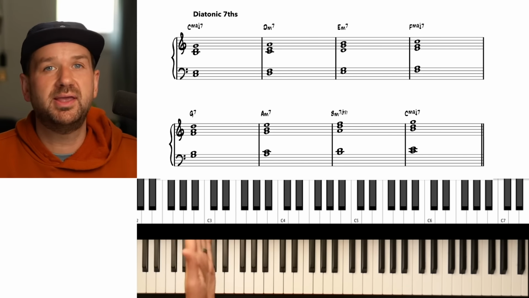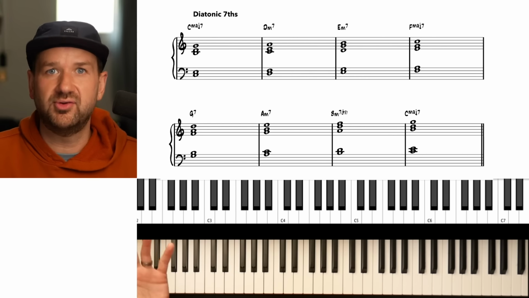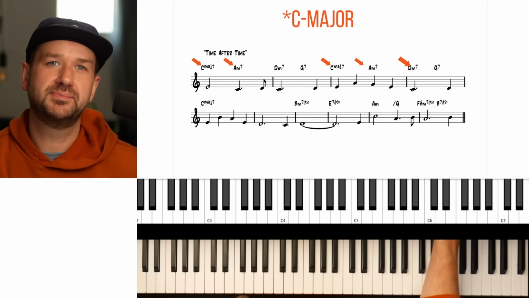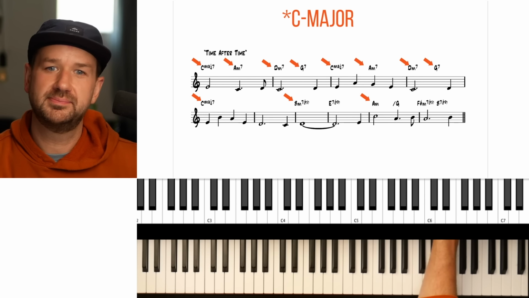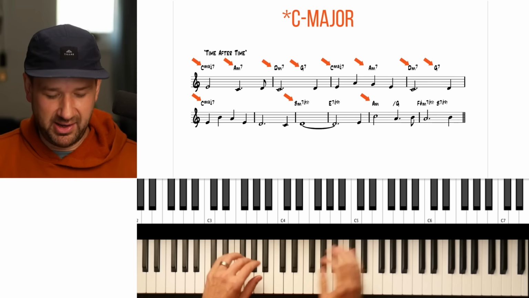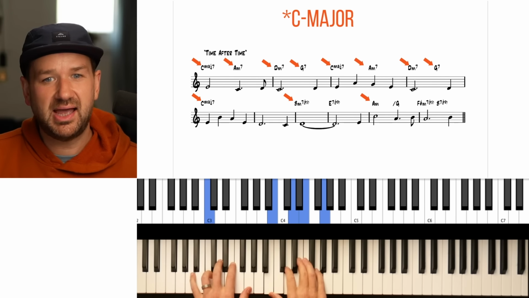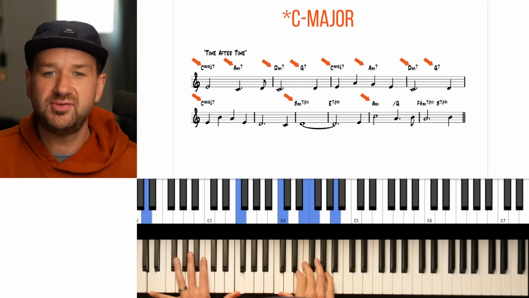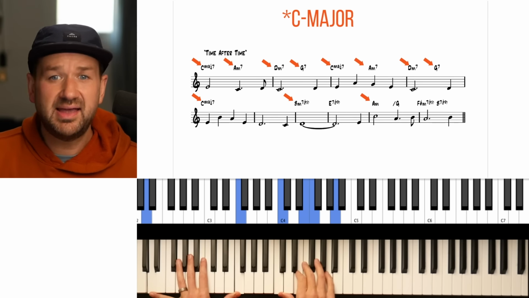Well, when I'm looking at a lead sheet, say of Time After Time, this is what's going on in my brain when I first see it. That's just all C major. This is Time After Time, right? And so here we have the changes to Time After Time. All I'm seeing here through the first, what is that, 7 bars?